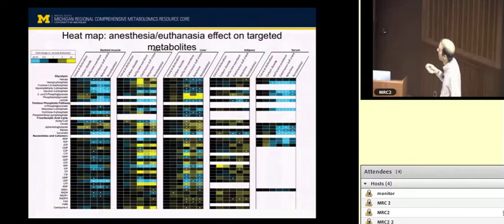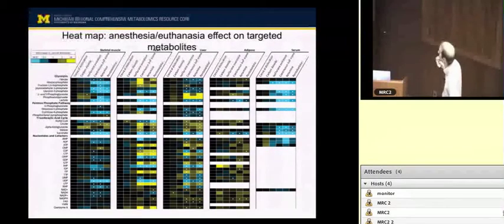And so that holds true across tissue type. It's true in heart, it's true in liver. One thing you'll notice is that the response is not uniform by tissue type, however. So in terms of glucose and glucose 6-phosphate, we see elevated levels of hexose phosphates in the euthanized animals, whereas it's the other way around in the skeletal muscle. It's the other way around in heart.